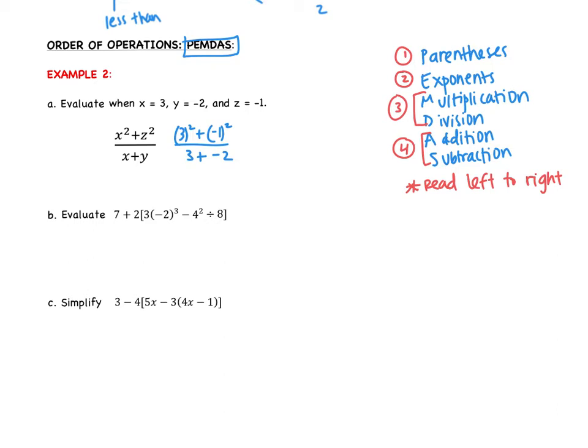Thanks. You're welcome. Okay, step 1. Parentheses. This does not count as parentheses. There's nothing to be simplified inside. But there is an exponent. So if we do our two exponents, 3 squared gives us 9. Negative 1 squared gives us positive 1.